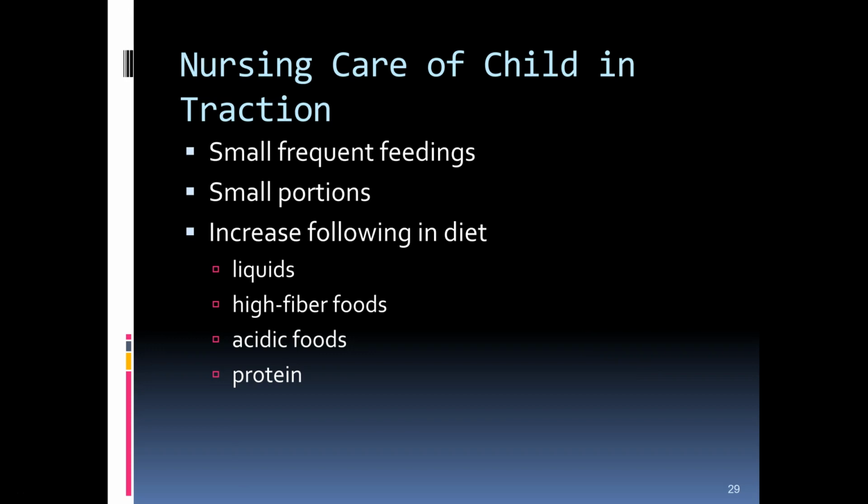You want to do small frequent feedings for them, small portions. You want to increase liquids and high fiber foods because they're going to be on pain medicines. So you want to prevent constipation, and then acidic foods and protein, all to help with bone healing.